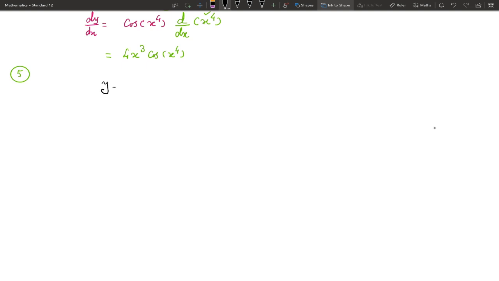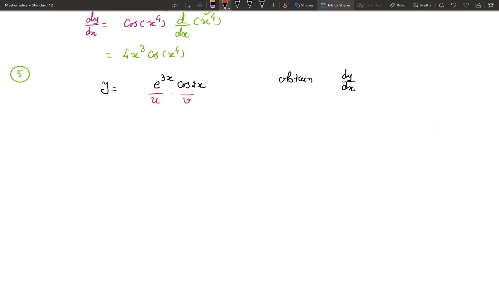Y equal to e raised to 3x cos 2x. Obtain dy by dx. So first you note that e raised to 3x into cos 2x is of the form u into v. So we have to use the product rule. We know d by dx of u into v is u into the derivative of v plus v into the derivative of u.